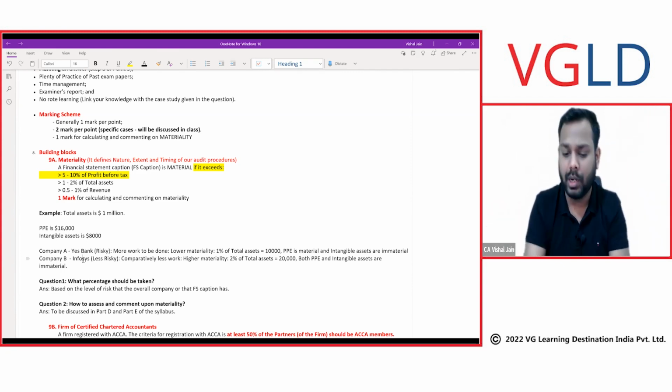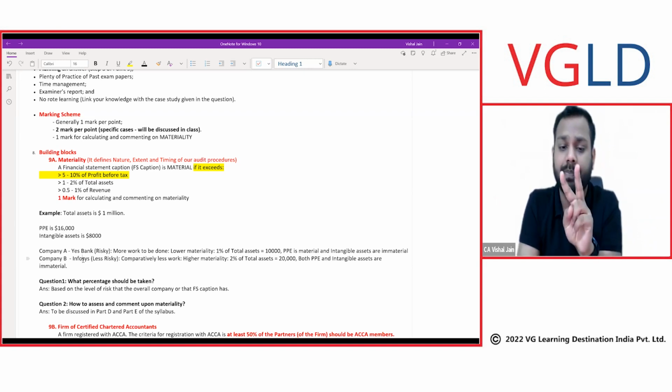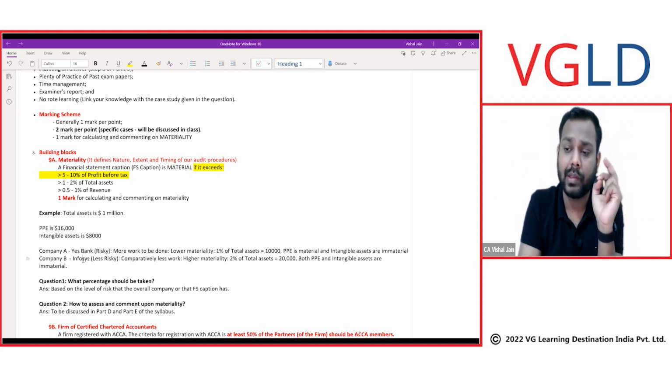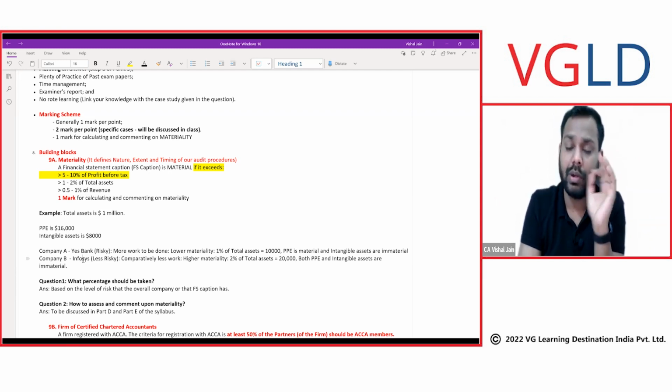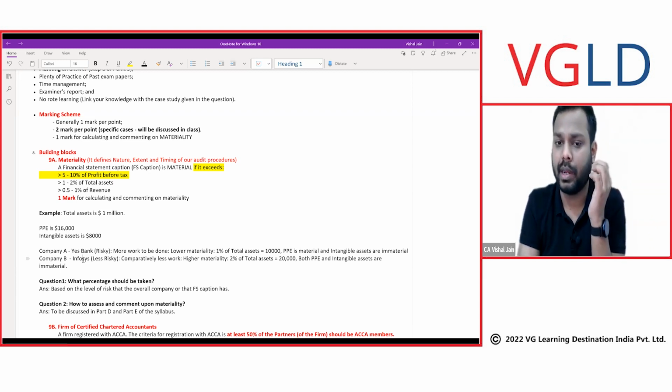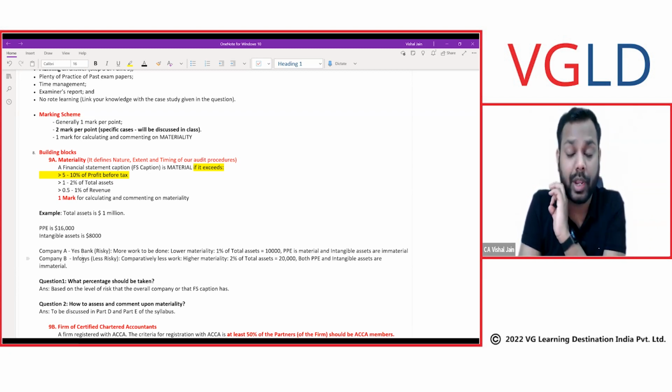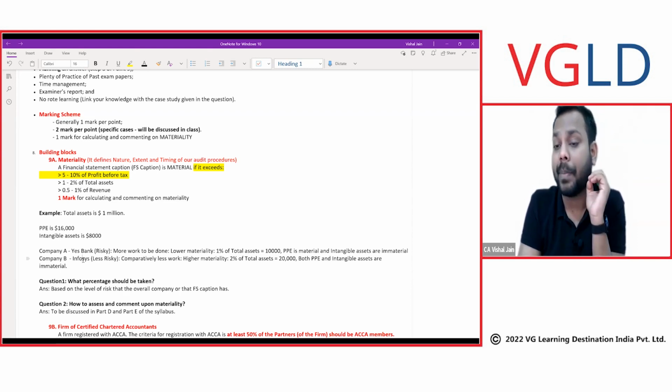Application skill is something which can be developed, even if you don't have it as of now, with two things. First, with a very high level of interaction in the class. Second, by practicing a lot of questions. That's the only way to develop application skills. Or if you're working in an audit firm, that will also give you very high application skills.